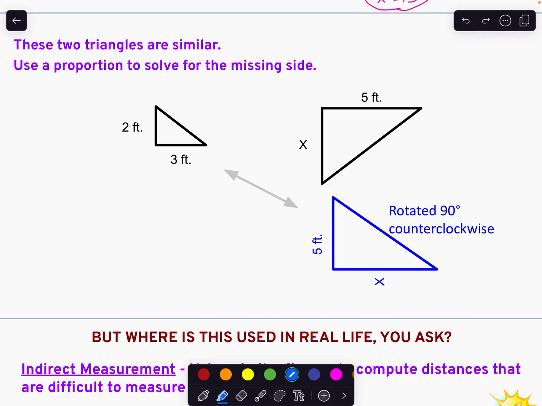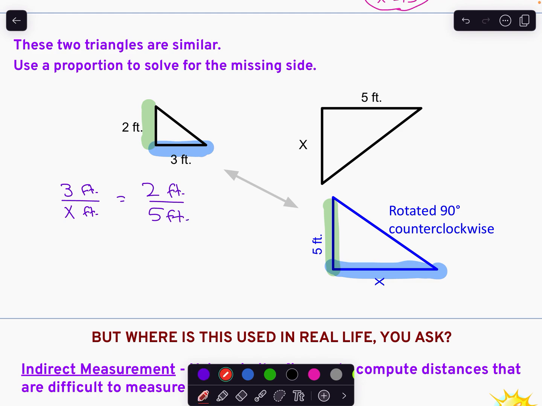So I'm going to find x. So I have to find this blue side. I'm going to compare it with this bottom blue side. And then I need to pick another pair of corresponding sides. So we'll do this one and this one. I'll just keep it the same as we did the last one. I'll do small, so 3 feet, over the large blue side, x feet, equals the small green side over the large green side. Right? So if this is my small one and this is my large one, this was small over large, small over large. It's consistent. That's the key.